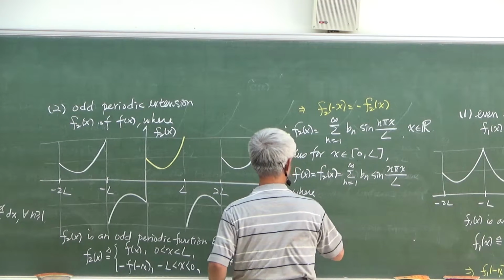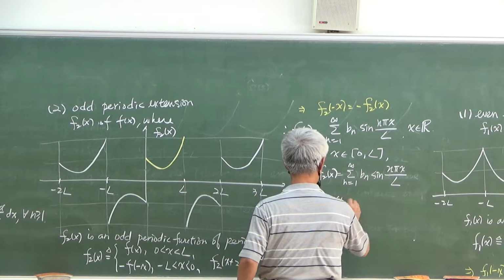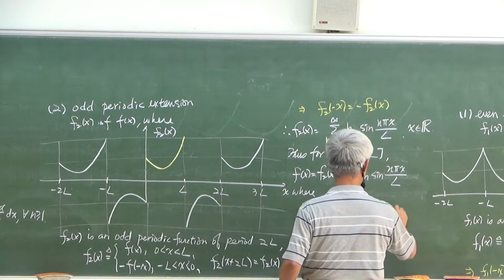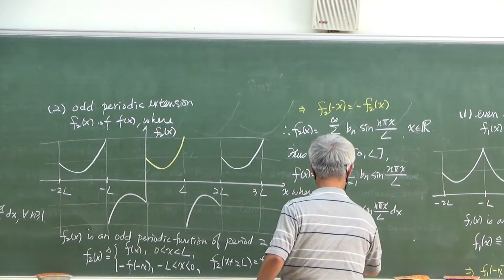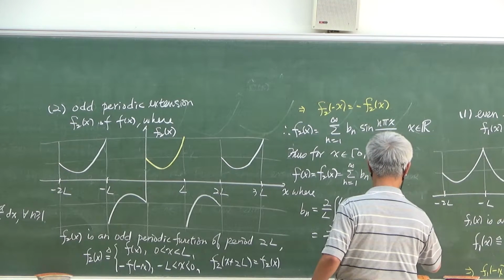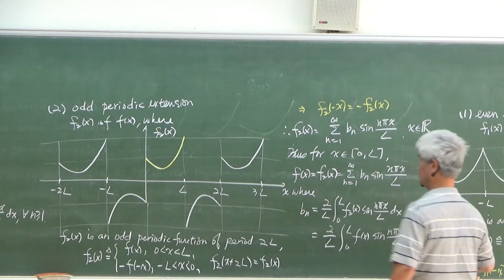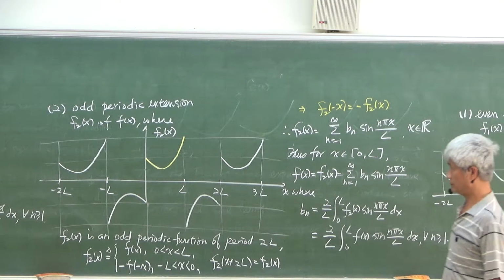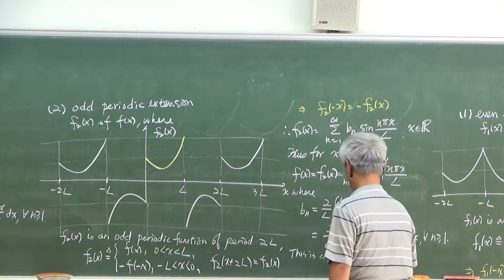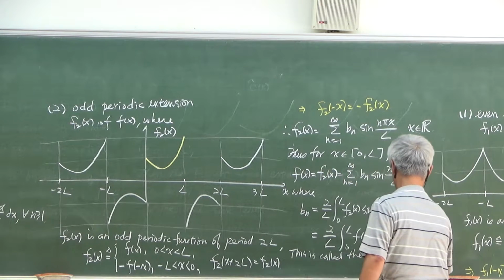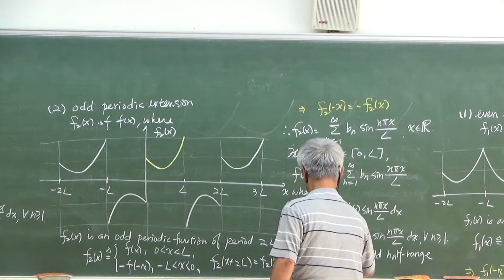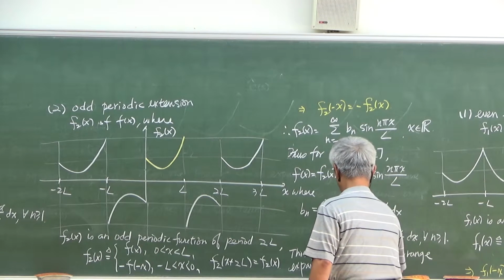Where bn is equal to the integral. So this is called the odd half-range extension of f of x.